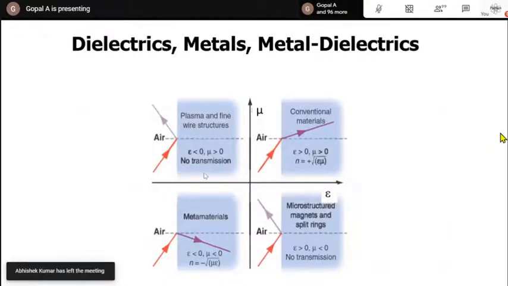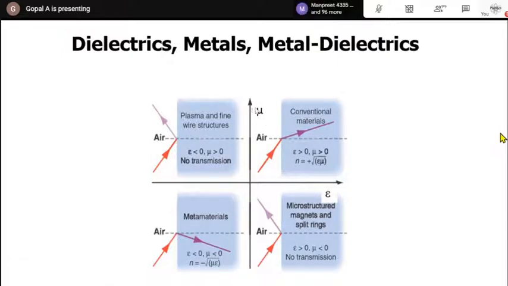So any material can be described in terms of two material parameters. One is epsilon, the dielectric permittivity, and the other is mu, the magnetic permeability. Light is an electromagnetic field. It has an electric field as well as a magnetic field. Now if light is incident on a medium, the medium will respond to the electric and magnetic fields inside the light beam. How the material responds to the electric field of the incident light is defined by epsilon, and how it responds to the magnetic field is defined by mu.